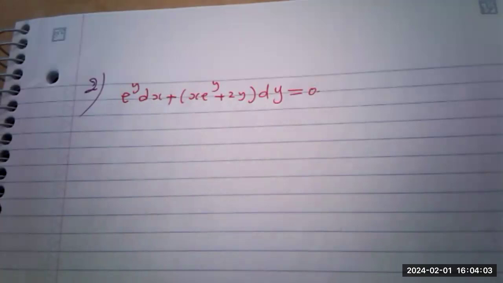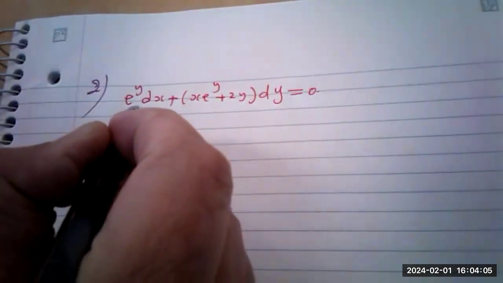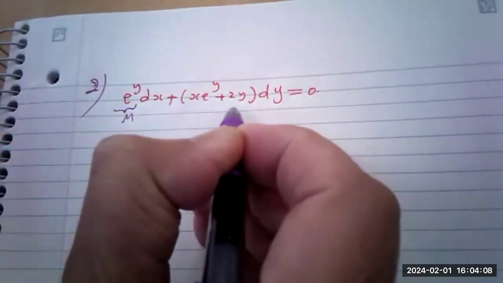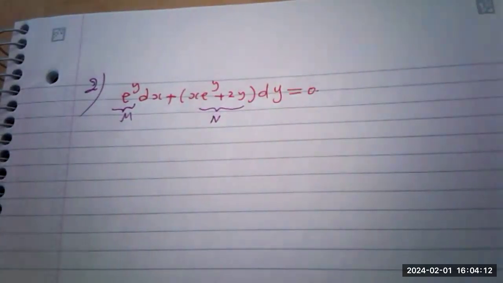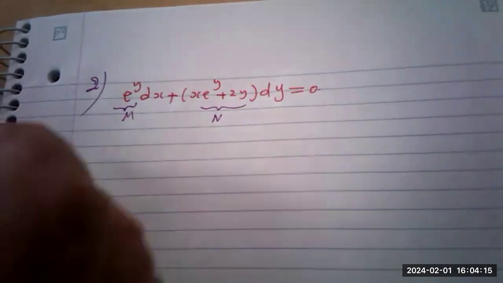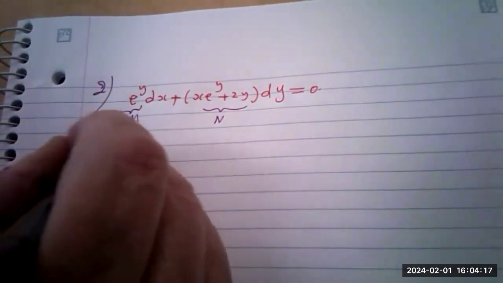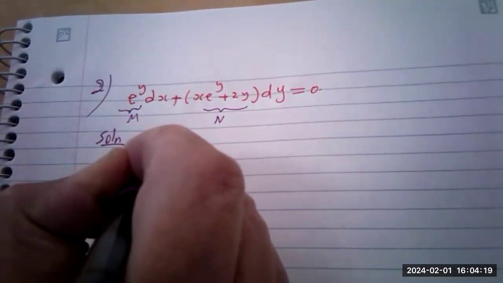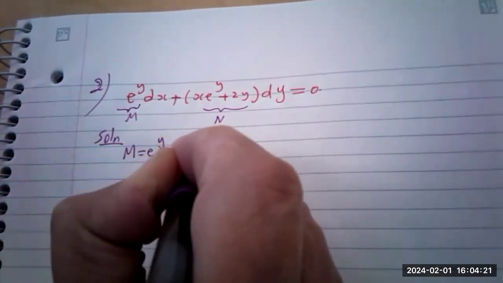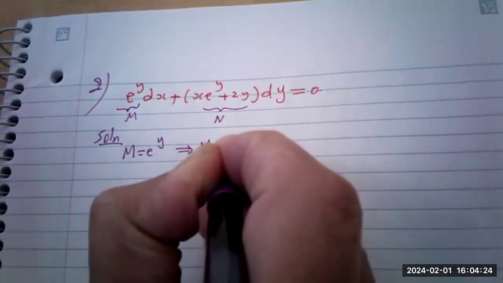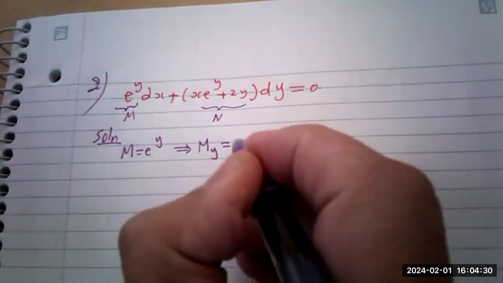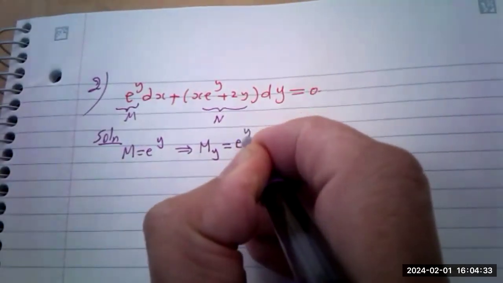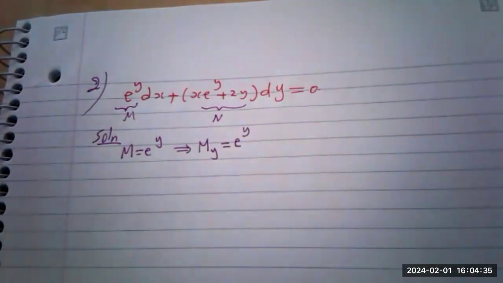That's exactly how we do these problems. For the exact equation, you call this one M and this one N, and you check the condition to see if it is satisfied. The one that you call M, you find the partial derivative with respect to y. It's an exponential function, nothing changed, so M_y would be just e^y again.